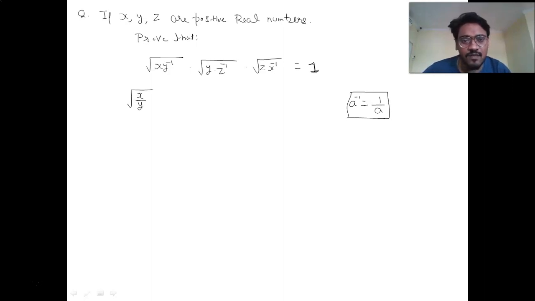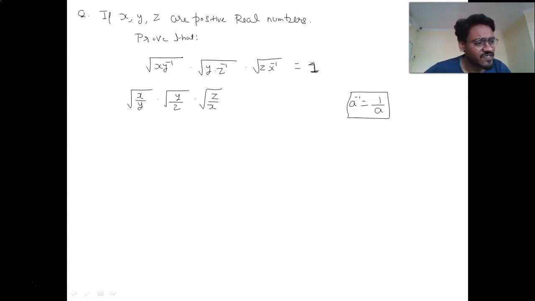X upon y, because y inverse, if I take it in the denominator, it will be 1 upon y, and square root of x upon y. Because (x, y inverse) whole comes in the square root now, so the square root will be as usual. Similarly it can be written as y upon z, and it can be written z upon x. Now I have to just simplify this.